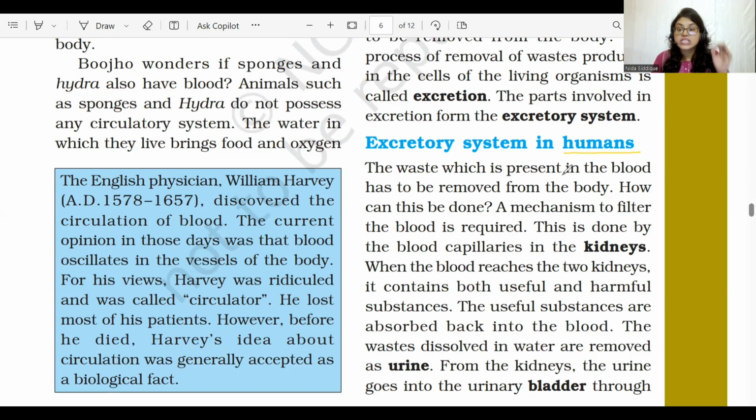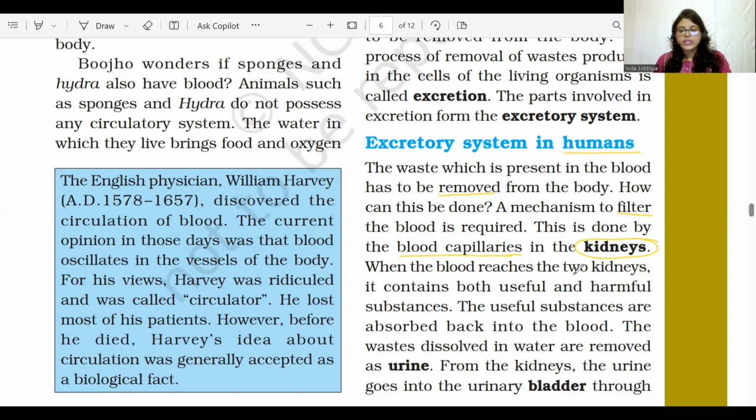So the waste which is present in the blood has to be removed from the body. हमारा blood जितना भी waste carry कर रहा है ये हमारे blood से remove होना चाहिए. And how this is done? So there is a mechanism to filter the blood which is required. Okay, हमारे blood से waste remove करने का एक mechanism है. And ये एक organ perform करता है. So this is done by the blood capillaries in kidneys. Okay, so the kidneys are the organ involved in excretion. Okay, so हमारे blood capillaries में जितने भी waste हैं, they are filtered in the kidneys.